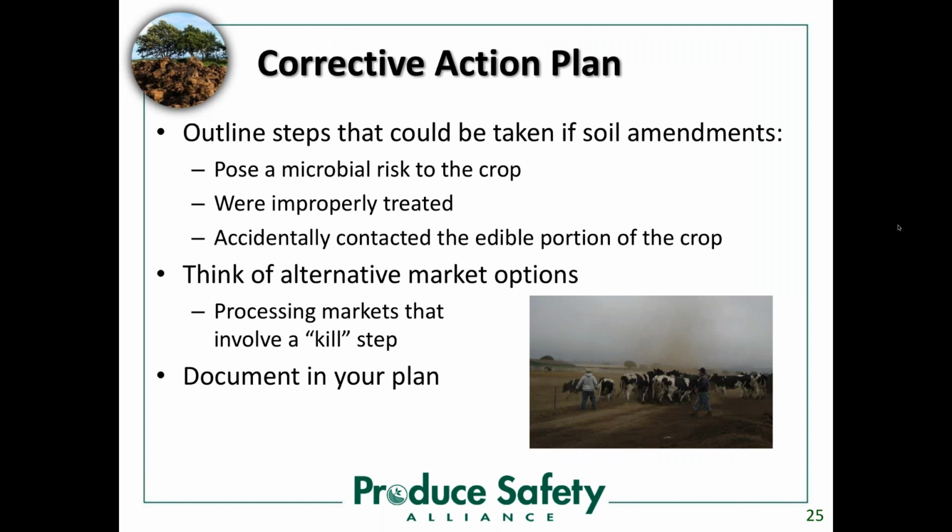Corrective action plan, we've got to have one. Everybody makes mistakes. Things happen that we don't plan on, and so you need to have a corrective action plan. What could it include? Actions to be taken if raw manure or something other untreated soil amendment was applied too close to harvest. What might this include? Retreatment, composting options if soil amendments were cross-contaminated, et cetera.